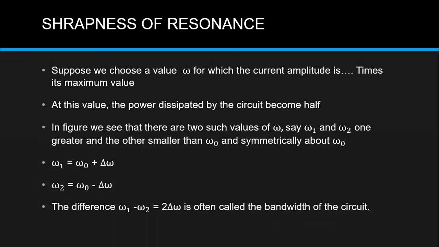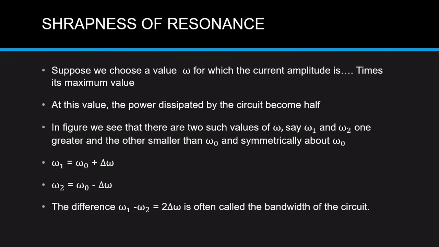So the difference, omega 1 minus omega 2, equals 2 delta omega. By using this equation, omega 0 cancels out, plus delta omega minus minus delta omega gives 2 delta omega, which is often called the bandwidth of the circuit.